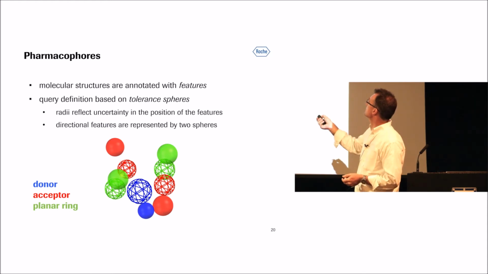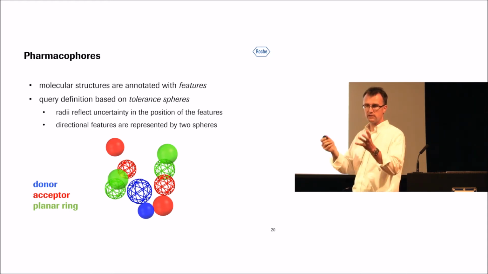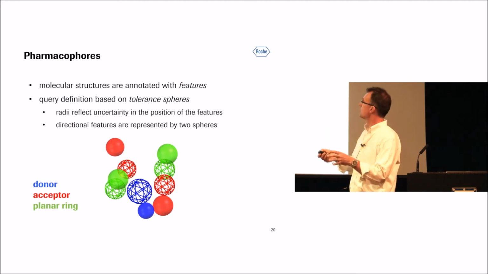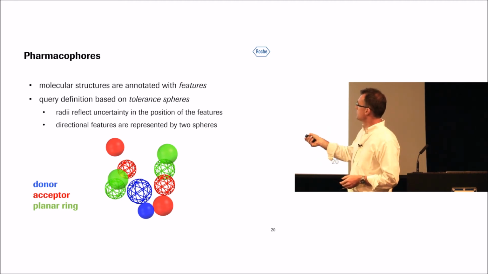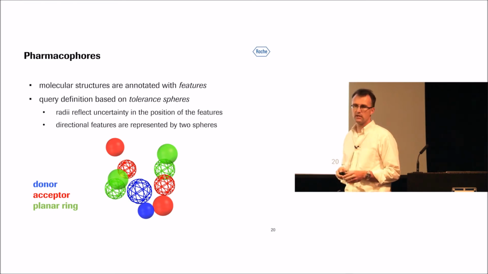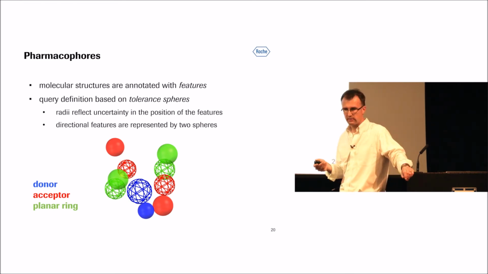And obviously, you all know what a pharmacophore is. There are features, they're usually spheres. They have tolerances, you can make them bigger or smaller. And we have directional features, for instance, for an acceptor here, that just roughly say where that acceptor is pointing. So it's a well-known approach, it's nothing new.